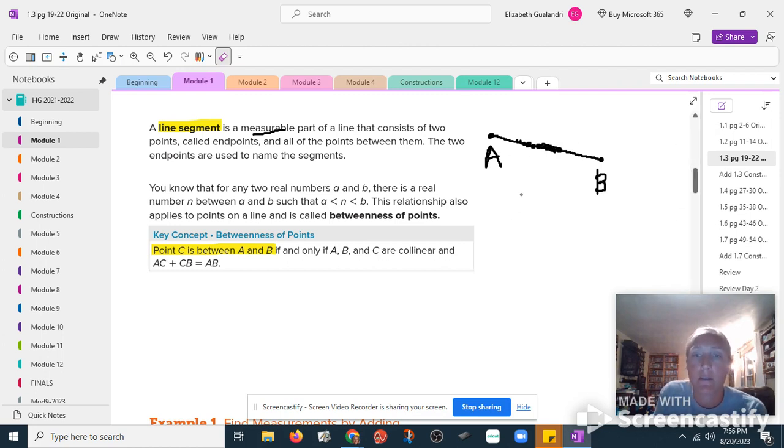The 2 endpoints are used to name it. So this segment could be called segment AB with a segment bar over it. Notice they use capital letters for both of those. Or I could call this segment BA.